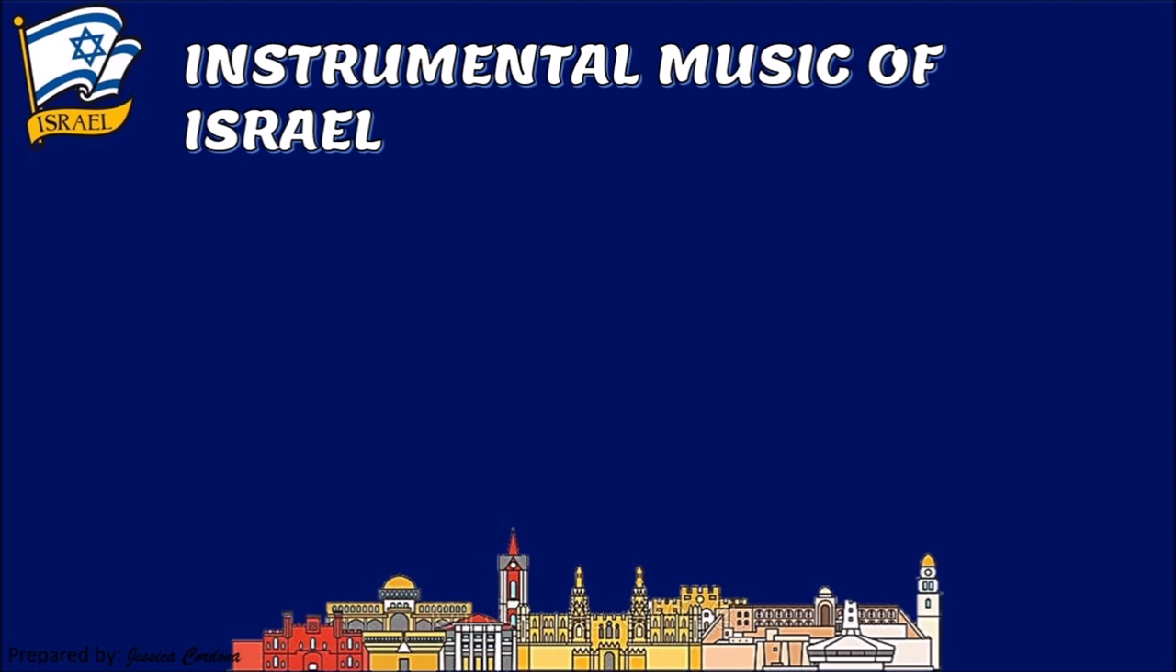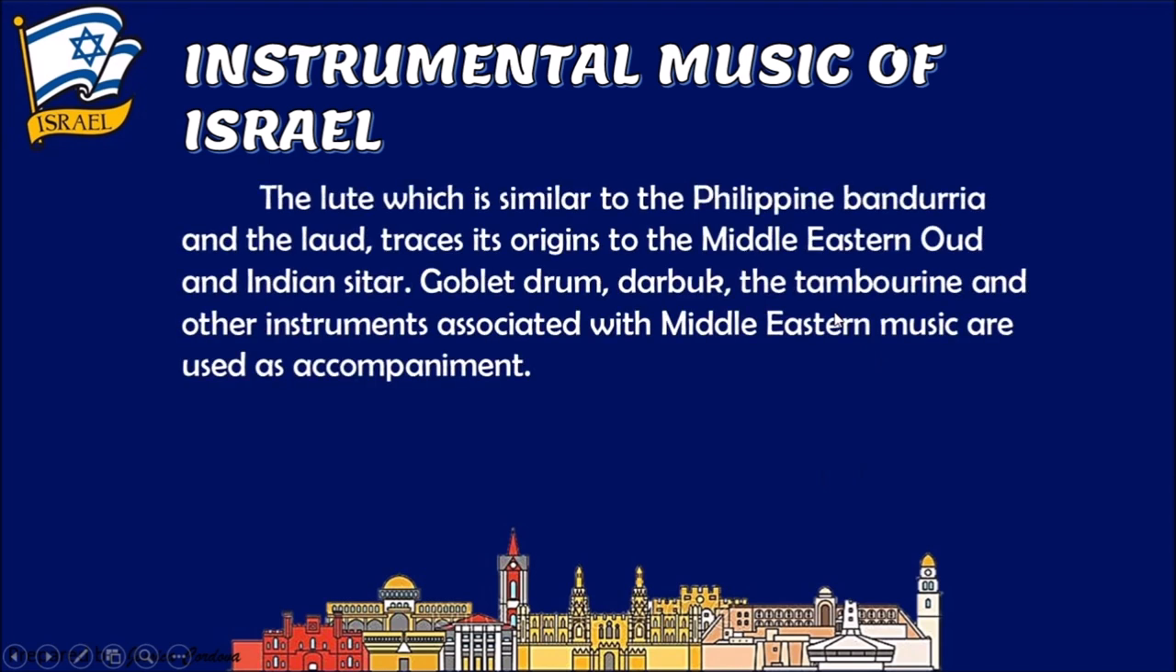After knowing about the vocal music of West Asia, let's move on to the instrumental music. Instrumental music of Israel. The lute, which is similar to the Philippine bandurria and the laud, traces its origins to the Middle Eastern oud and Indian sitar. Tablet, drum, darbuk, and a tambourine and other instruments associated with Middle Eastern music are used as accompaniment.